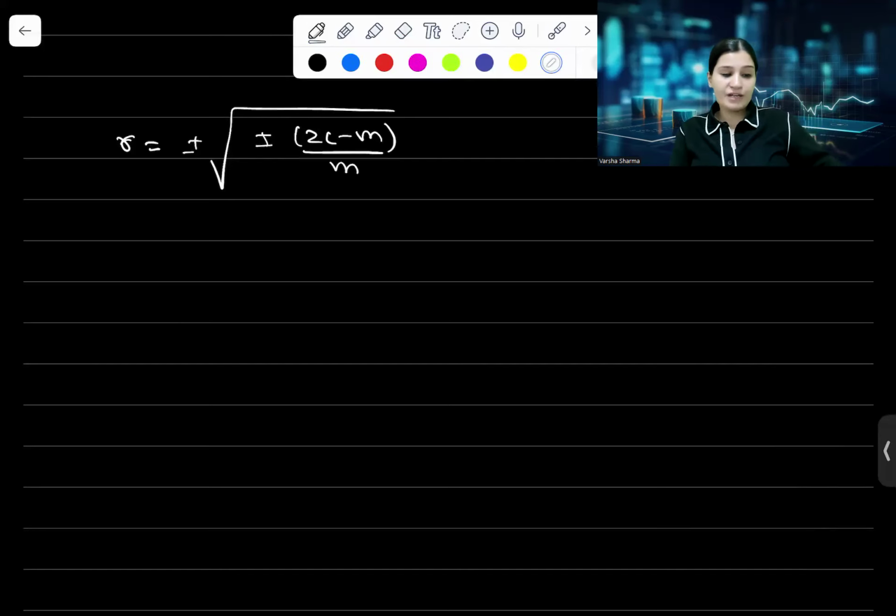If there are 10 observations, how many deviations will be there? 9, which is always one less than the number of observations. And c means the number of concurrent deviations, the number of positive signs in the product. If the value inside is positive, then r will also be positive. If the value inside is negative, the value of r will be negative.